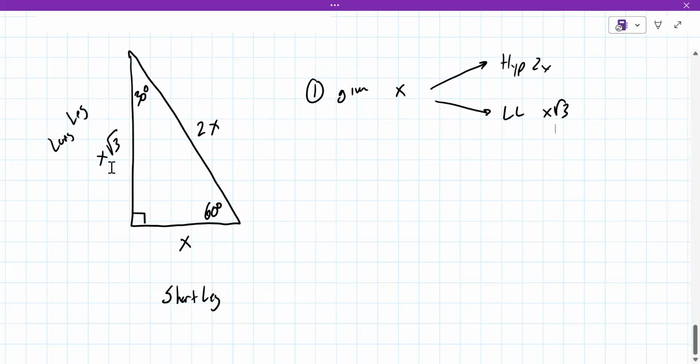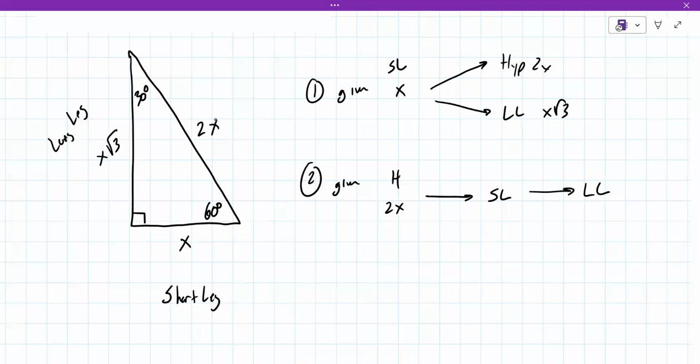So that's when you're given the short leg. The other possibility is you could be given the hypotenuse, the 2x. From the hypotenuse, you have to find the short leg next. Let's say I give you the hypotenuse and it's 20. What would the short leg be? 10, because you divide by 2. You get the short leg. Then you can find the long leg. So there's a path here. You have to follow this path.